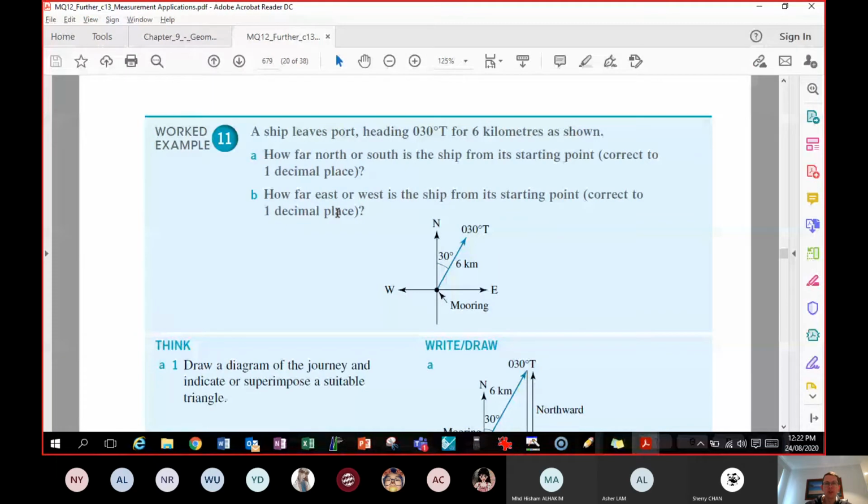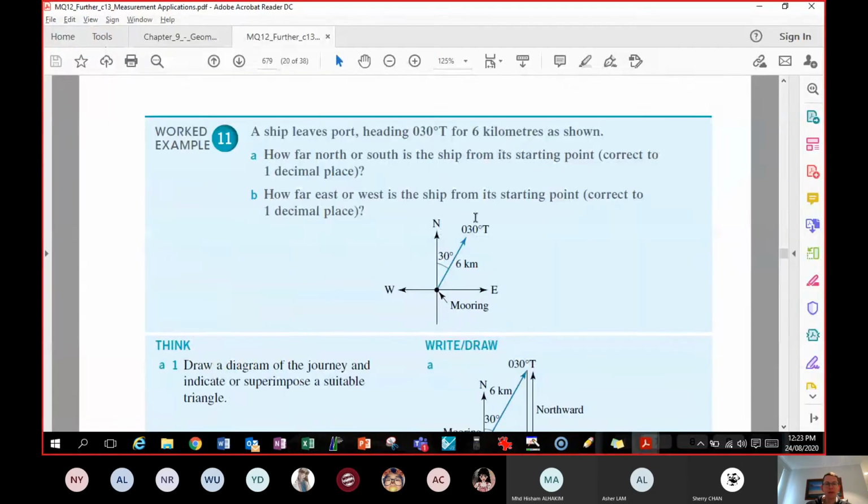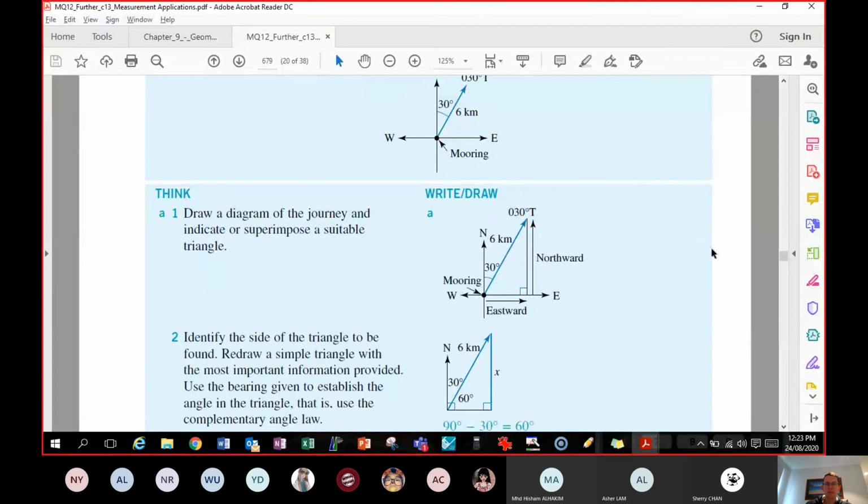How far east or west is the ship? This is how far east or west it is. Once I know this, I'd say it's that many kilometers north. East would be this one. So I've got my hypotenuse, and I want to know my opposite. That would be sine. Solve that, and that's how far east you are. And as I say, just draw a diagram.